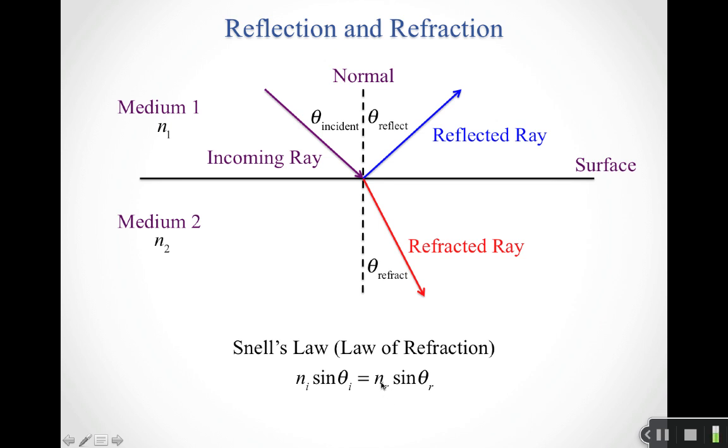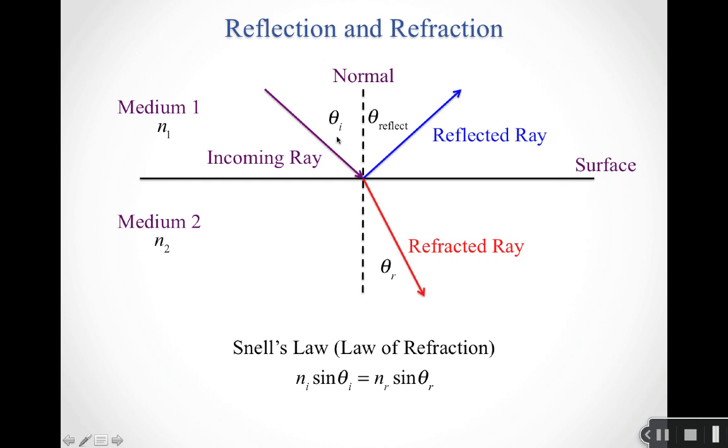Nr and sine theta r are the index of refraction for the medium that the refracted ray sits in, and the refracted angle. So Snell's law basically tells us that Ni sine theta i equals Nr sine theta r. We'll often write these in terms of 1s and 2s, but the way I've written them here is to emphasize that there's an incident side and a refracted side, because we have an incoming and transmitted ray, and we need to make sure that our indices of refraction and angles match up.